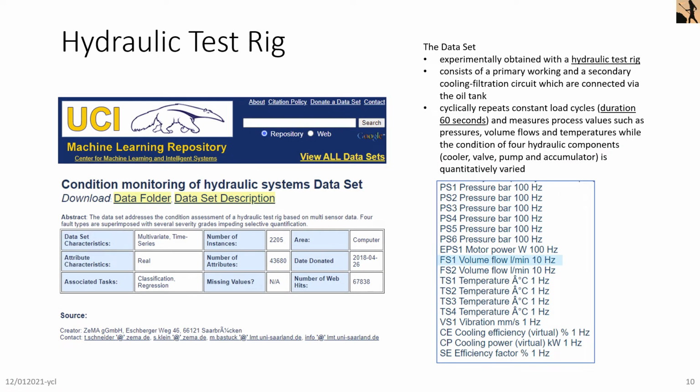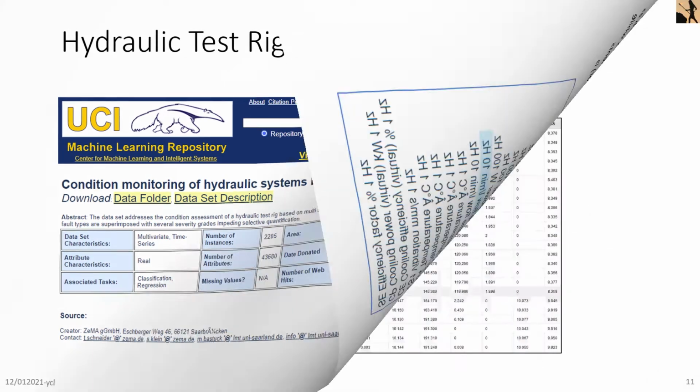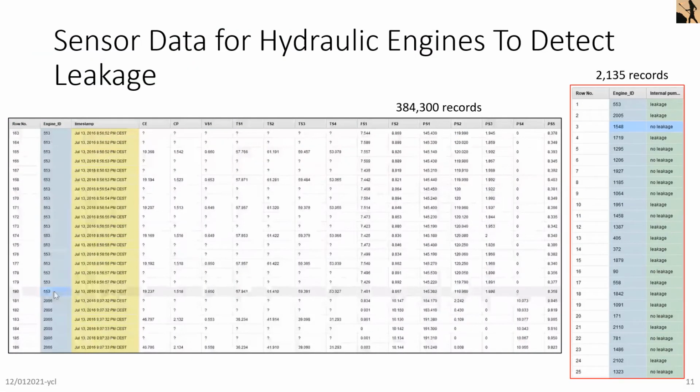We can get the data set from the UCI repository. That's UC California in Irvine. 17 sensors of the test rigs are shown here. For example, FS1 is a volume flow. And the data set includes sensor records and the labels for leakage, as we mentioned earlier.